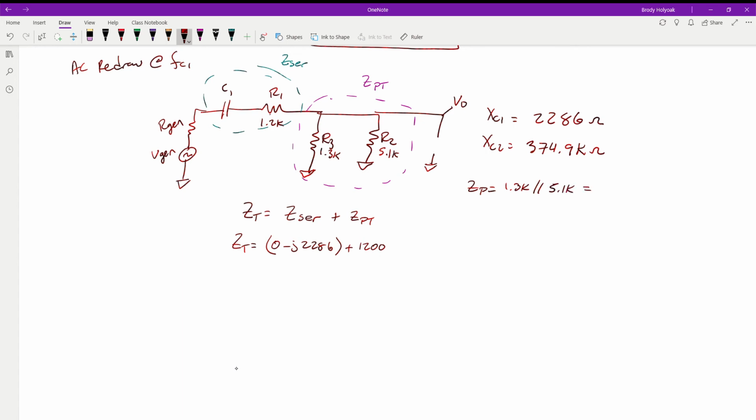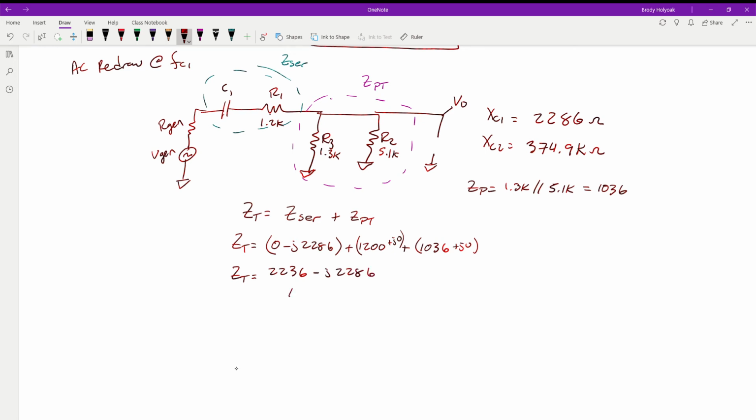That's going to give us 1036, and there's no capacitance, so it's all real. So then this is going to be added to the 1036 next to it. And then remember, plus j of 0, plus j of 0, because it's just pure resistance, no reactive components. So the Z total comes out to be 2236 minus j of 2286. We plug that in.